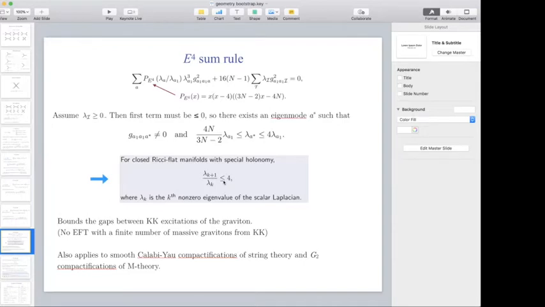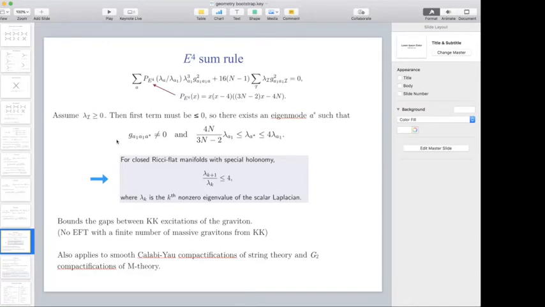And this is just a statement about eigenfunctions of the scalar Laplacian, so it also applies to smooth Calabi-Yau compactifications in string theory or M theory, or anytime you're compactifying on a Ricci flat internal manifold satisfying this assumption.